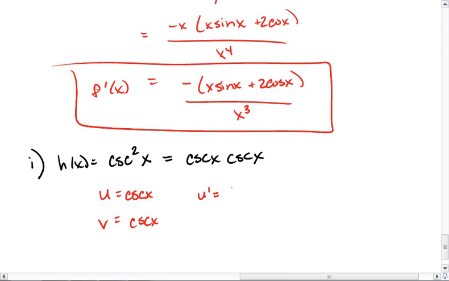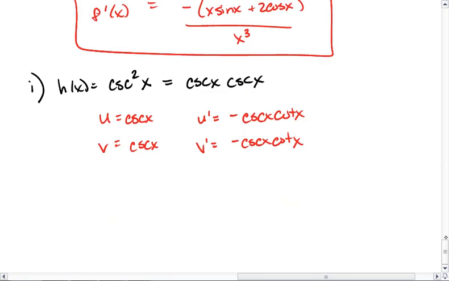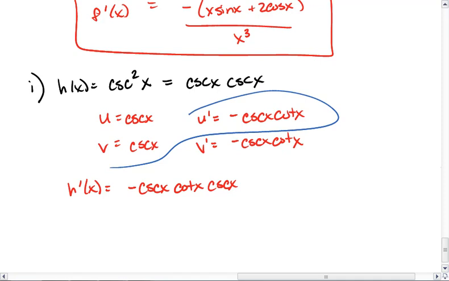U prime is negative cosecant x cotangent x. V prime is negative cosecant x cotangent x. Using the product rule, I get h prime of x equals negative cosecant x cotangent x times cosecant x. That's this stuff here.